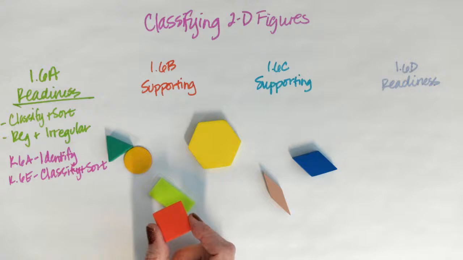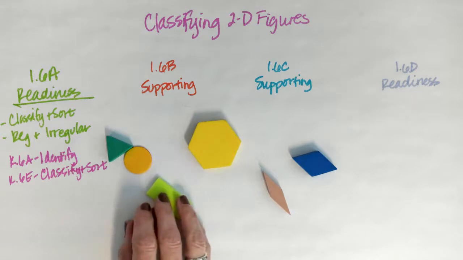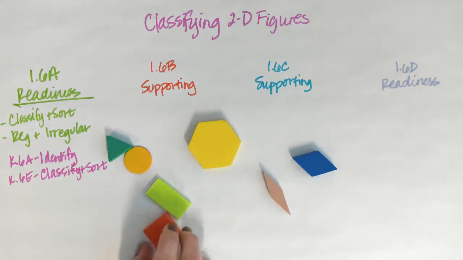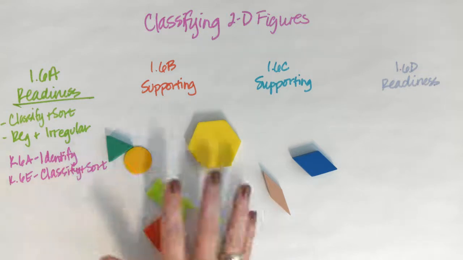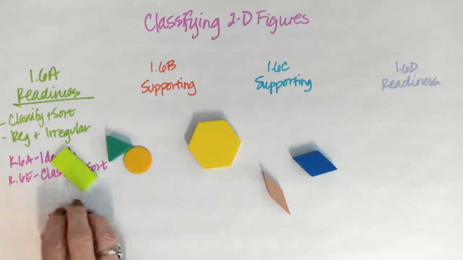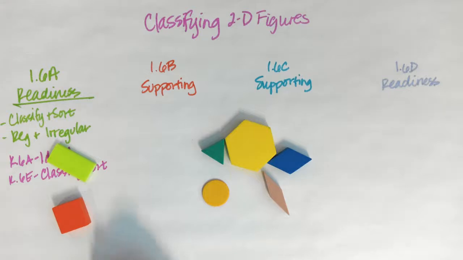So when we say rectangle, we mean a square also. By definition, a square is a rectangle. A rectangle is not a square, but a square is a rectangle. So if I ask you to classify these figures that I have here into 2 groups, either rectangles or non-rectangles, these 2 would be in the rectangle group. These would not be in the rectangle group.